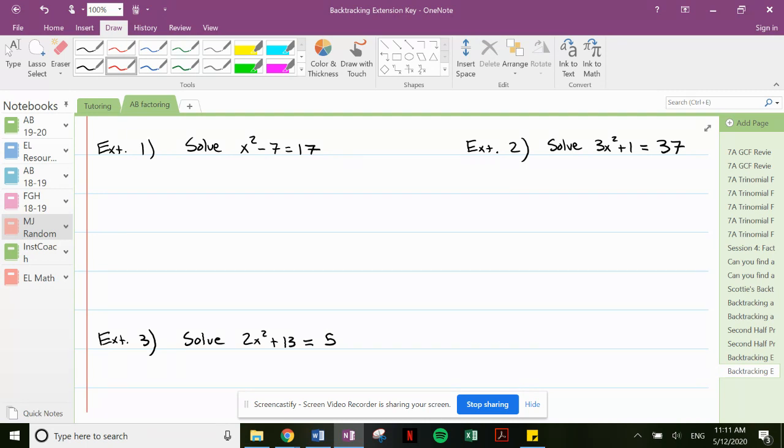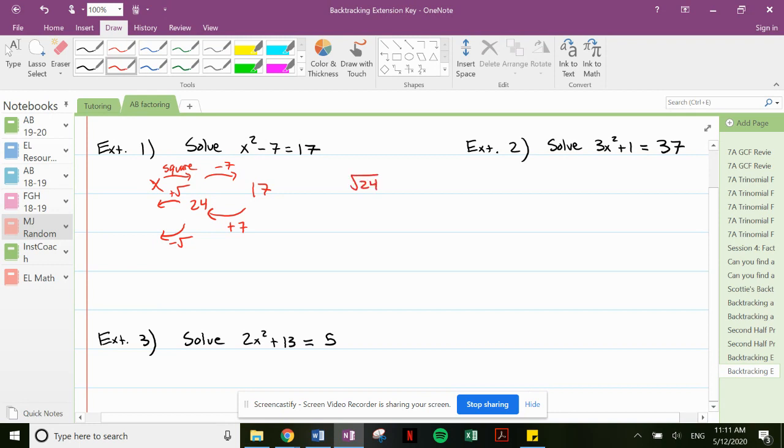So number one, solve x squared minus 7 equals 17. So I start with x, and I know the first thing that happens to x is it gets squared, and then I subtract 7, and I end at 17. So naturally, we go backwards here. We add 7, and we get 24. And now I do my positive square root and my negative square root from 24, but I realize that 24 is not a perfect square.